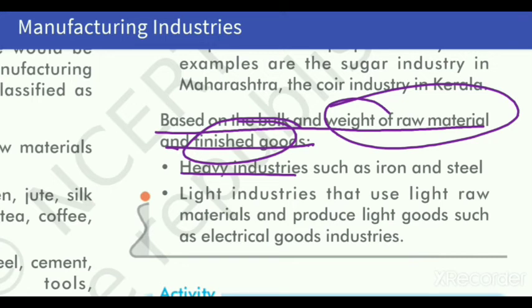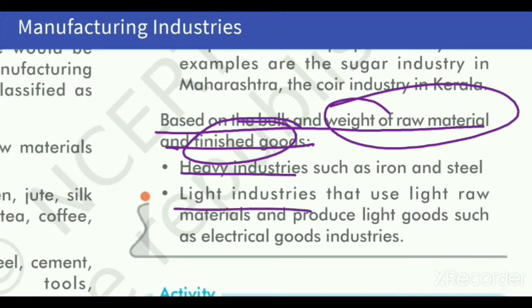For example, the iron and steel industry, and the raw material of this industry is iron ore. So iron ore is extremely heavy and bulky, and after the processing work, when iron or steel is manufactured, again it is very heavy. Because of this factor, we call it heavy industry. The second one is light industry.